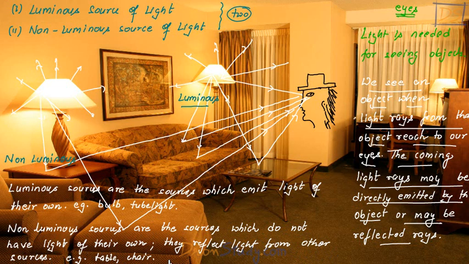So please understand that this sofa, this table, these are also being considered source of light, because light is being emitted by them, light is coming from them, right? But as the light coming from them is not their own light, but it is actually somebody else's light which is being reflected by them, these objects will be called non-luminous sources of light, right? But a bulb like this is emitting its own light, so this is a luminous source of light.